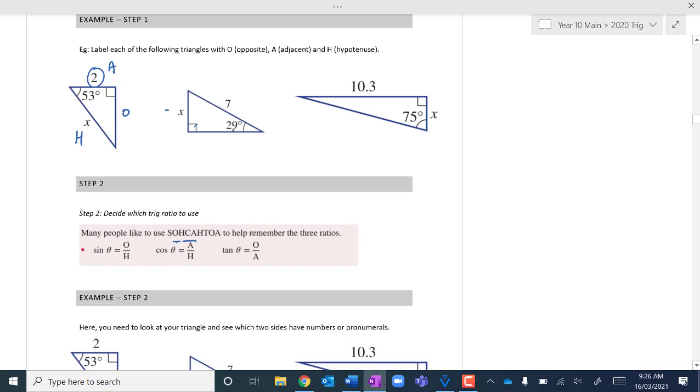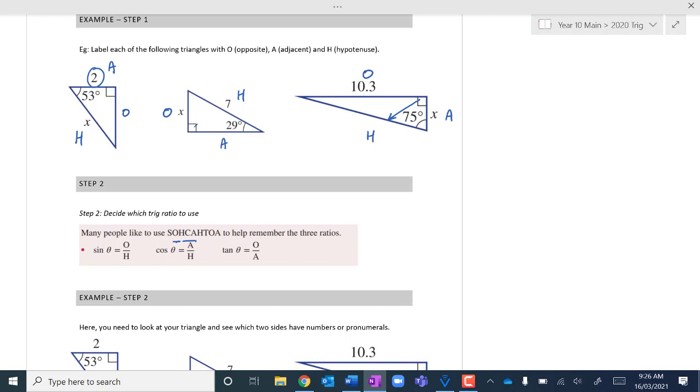Over here, 29 degrees, this side is adjacent, the long side is the hypotenuse. That obviously leaves this side being the opposite, doesn't it? And likewise over here, 75 degrees, it's been flipped over around this triangle. We know that the longer side is always the hypotenuse. This side here is adjacent to the angle, X, and this side over here is the opposite. Okay, so we've got to label them correctly. If you can't do that, we're in a lot of trouble.